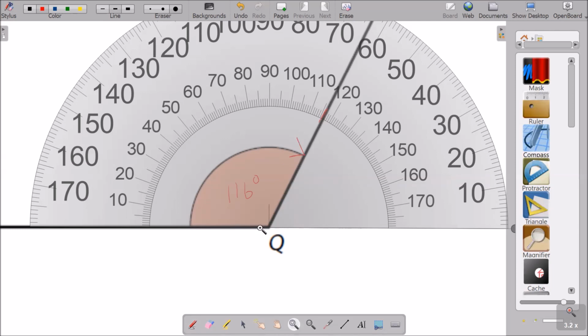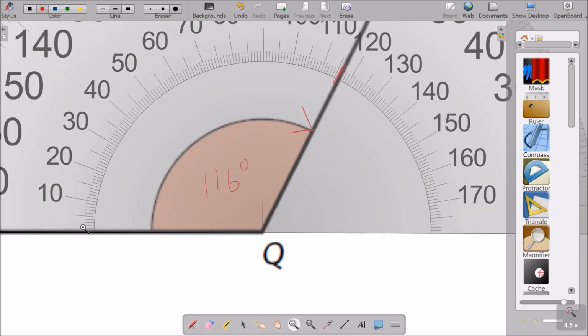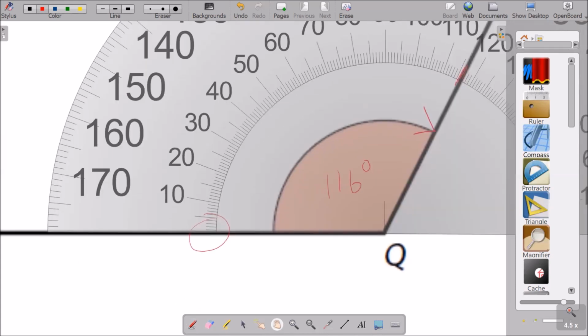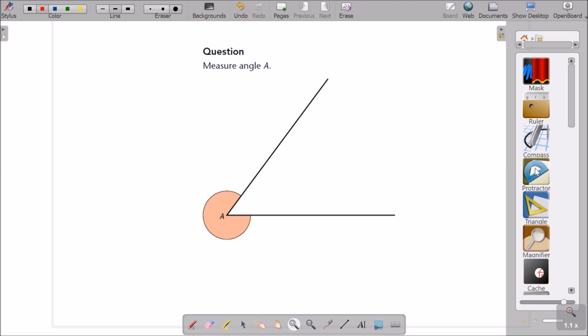So try to be as accurate as possible and choose the right scale to measure your angle. Okay, most mistakes occur when choosing the scale. Make sure you are starting from 0, going up, not from 180. Okay, let's look at this question.